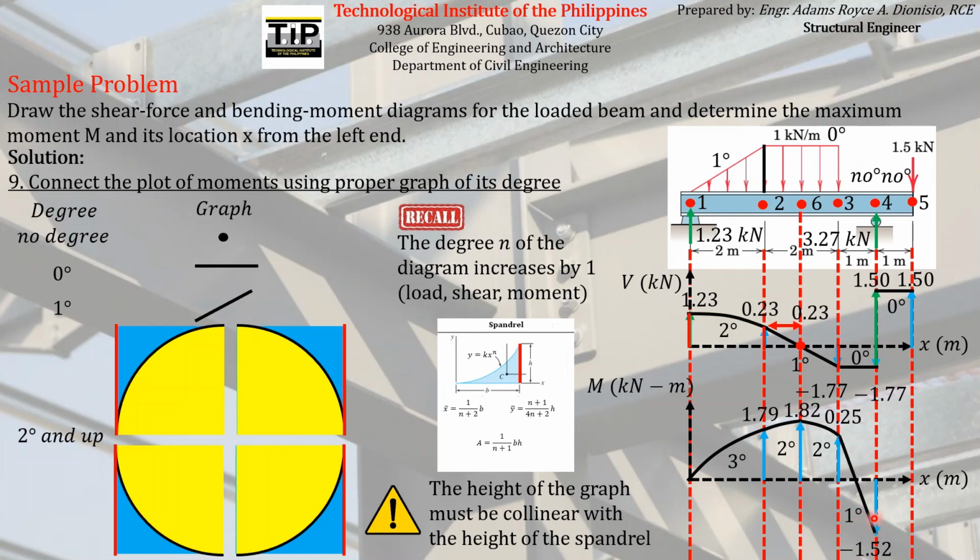Lastly, we will connect this point to this point. If you can remember, we have a zero bending moment here. And how can we connect them? If this is 0 degree, that must be first degree. And again, first degree is just a diagonal line. So actually, our bending moment diagram is just this. That is just our bending moment diagram.